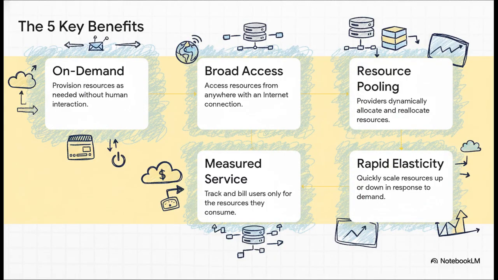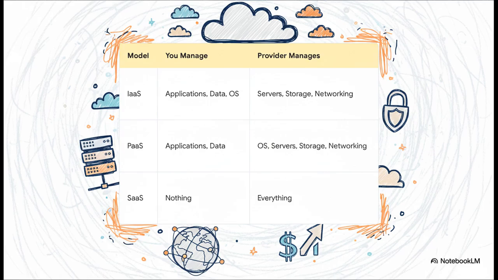And what makes the cloud so incredibly powerful are these 5 key characteristics. You can get resources whenever you want, on demand. You can scale them up or down in an instant. That's what we call elasticity. And because it's a measured service, you only pay for exactly what you use, down to the second. It's a totally different way of thinking about technology. And you can choose how much you want to manage yourself.